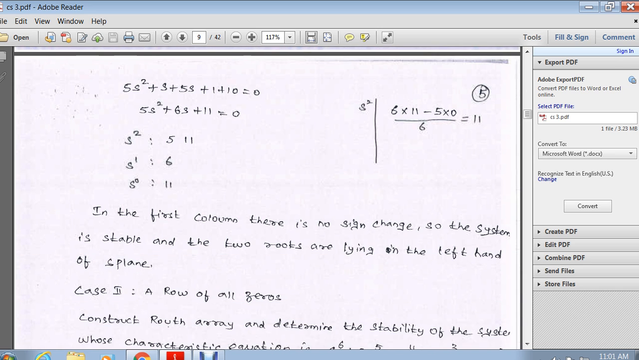Now if you observe the first column of the given array, there are no sign changes, but all are positive values. So the roots are lying on the left side of the s plane. The system is said to be stable.